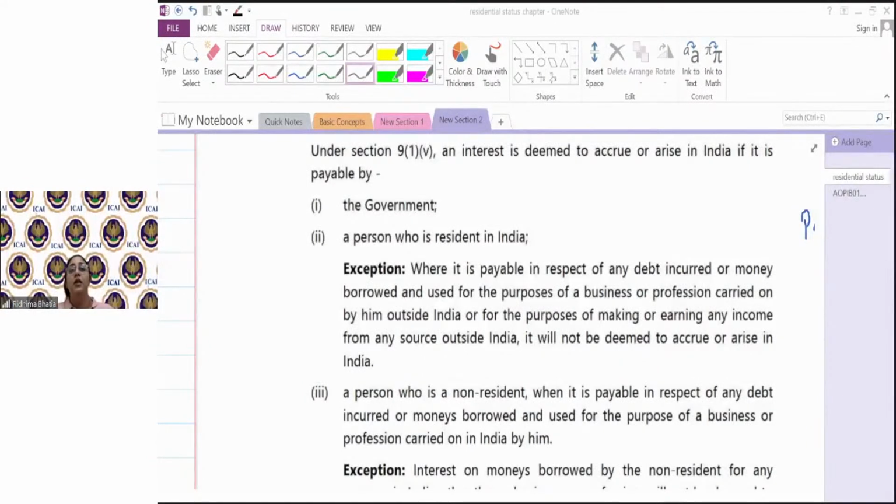And for any loan taken from one non-resident by another non-resident, and I am the person who is paying the interest as a non-resident, it would only be taxable when I have taken the loan for the purpose of carrying on business in India. Simple. Parth, is it clear now?